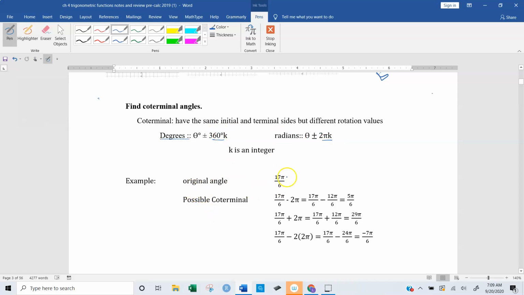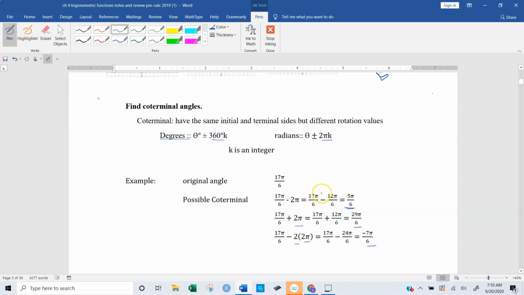So if I have an original angle, 17 pi over 6, and I want to find another angle that's in the same spot, well, I can recognize that this is over 2 pi, because 2 pi is 12 pi over 6, so I'm going to subtract 12 pi, and one angle is 5 pi over 6. I could have also added 2 pi and been at 29 pi over 6. I could subtract 2 full circles and been at negative pi over 6. I could have added 2 full circles. There's many ways to get this.